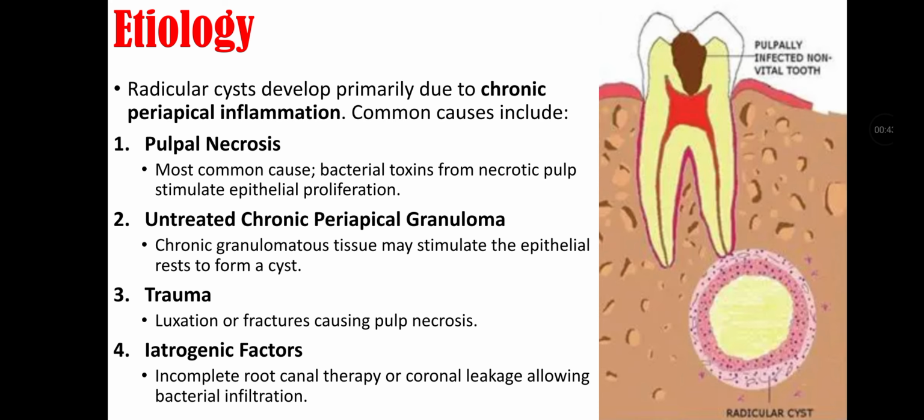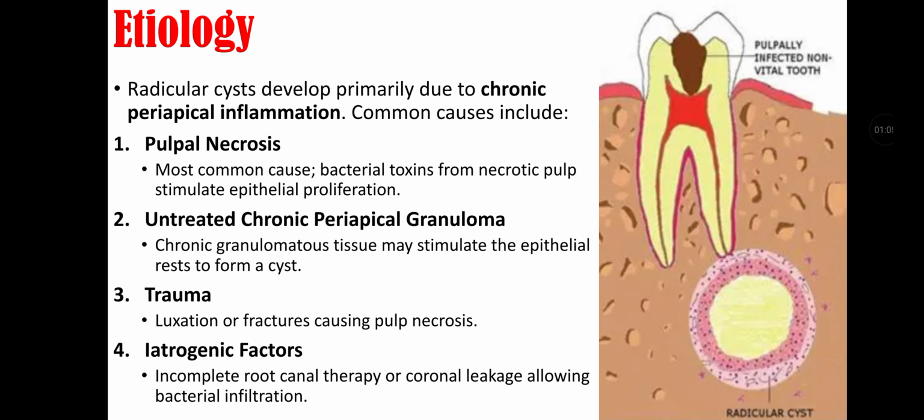Etiology: Radicular cyst develops primarily due to chronic periapical inflammation. Common causes include pulpal necrosis, which is the most common cause. Bacterial toxins formed in the necrotic pulp stimulate epithelial proliferation. Second etiology is untreated chronic periapical granuloma. Chronic granulomatous tissue may stimulate the epithelial rests to form a cyst.